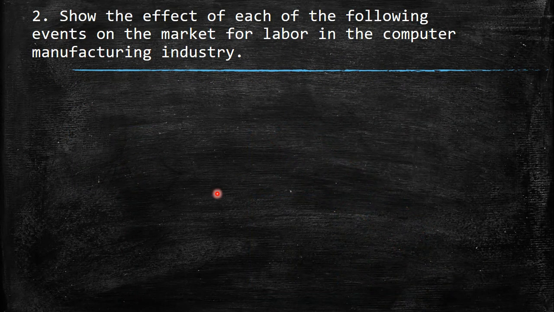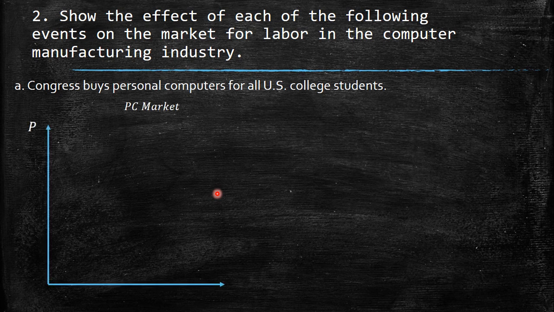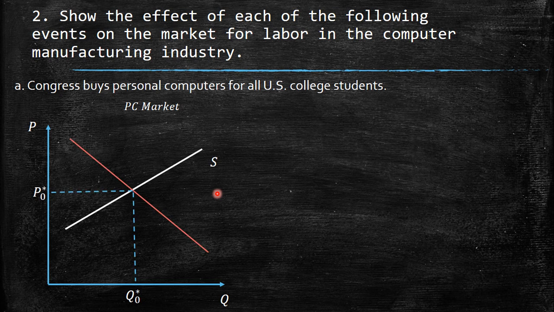Then, show the effect of each of the following events on the market for labor in the computer manufacturing industry. Congress buys personal computers for all US college students. Okay, then here we have the PC market. Here we have the price and Q, the quantities of personal computers, and here we have the demand and supply as usual.